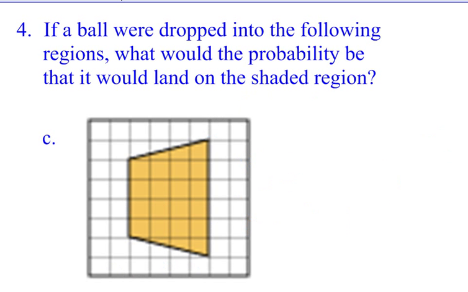Now my trapezoid, it's in a square, right? So this is 1, 2, 3, 4, 5, 6, 7, 8. So my square has an area of 64.